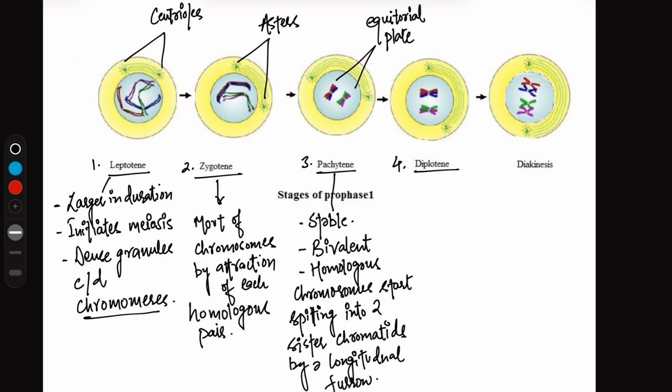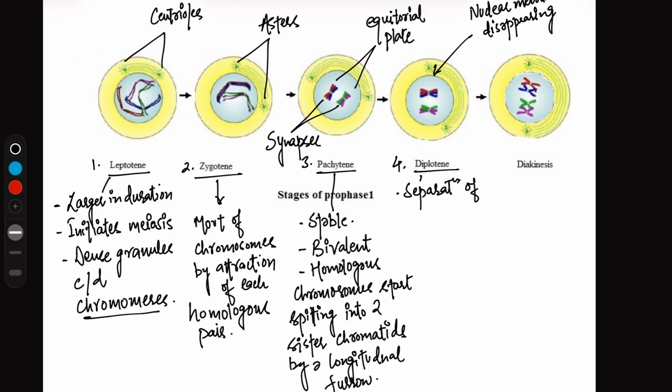Homologous chromosomes start splitting into two sister chromatids by a longitudinal furrow. Here, chromosomes start to split into two sister chromatids by a longitudinal furrow. Next is diplotene stage. Here, splitting of chromosomes and separation of homologous chromosomes initiates. Here, bivalent consists of 4 chromatids.